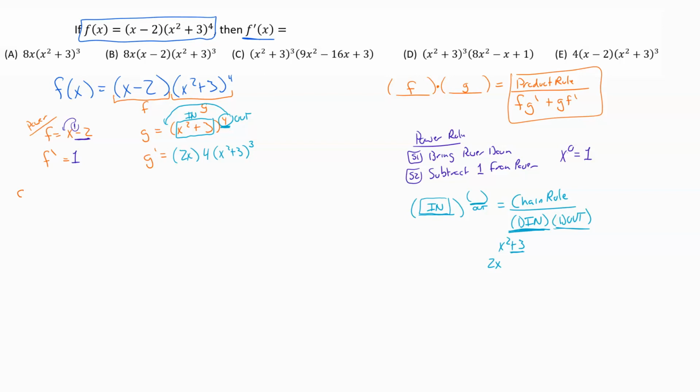So putting together my derivative now, my f prime of x, following my product rule, it says first go grab f. Cool, I go grab f, x minus 2. Then it wants me to multiply that by g prime. So I come back in and I multiply it by my g prime, 2x times 4 and then x squared plus 3 to the third. And now I've got a plus sign from my rule. Then go grab the g piece. So I go grab my g piece here, x squared plus 3 to the fourth. And then I multiply that by my f prime, which is just going to be 1.